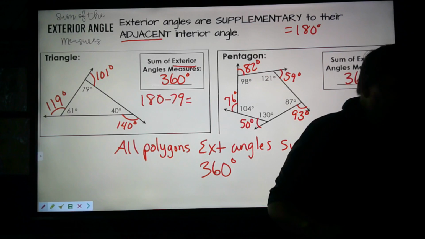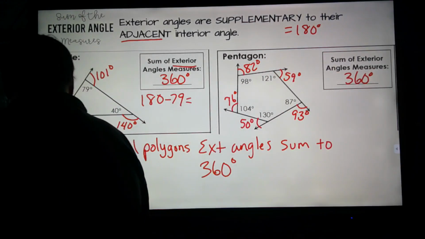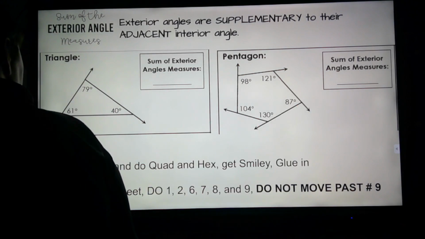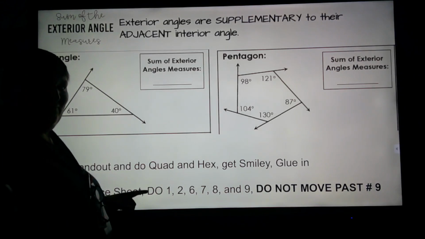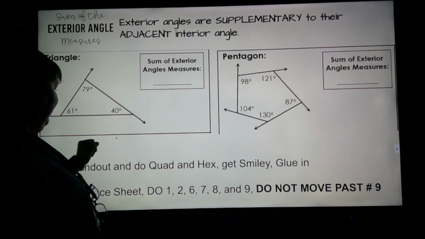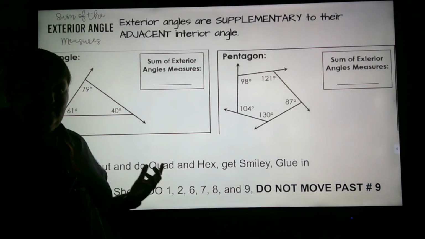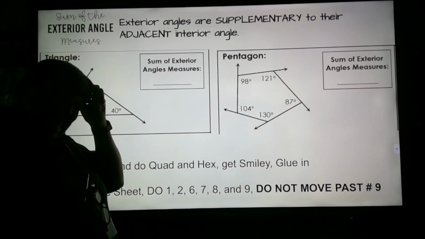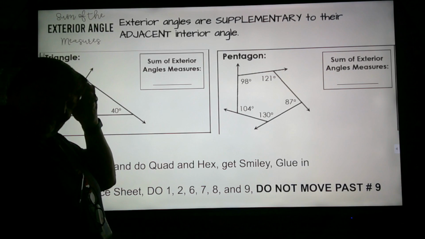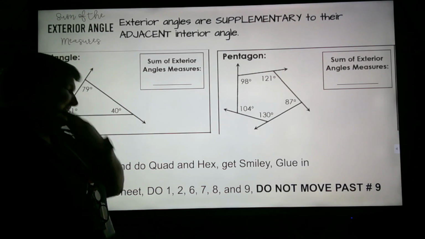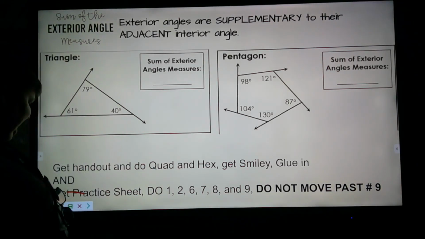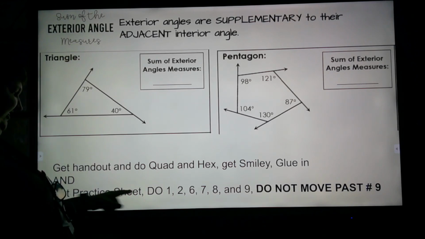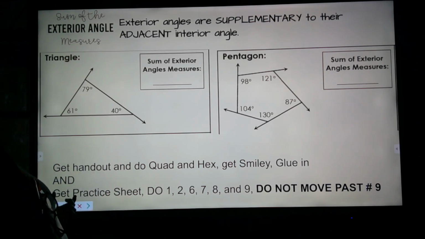Alright? And last but not least, do quad and hexagon, get smiley glue in, get practice sheet. If I'm in the back while you're watching this video, then you should get the smileys. If you're absent in making this up, then you need to get the smileys when you come back and I'm in the back working. And that's when you can interrupt and ask for help, right? Okay, get practice sheet. I didn't even tell you to get the practice sheet till now. If you did earlier, whatever.